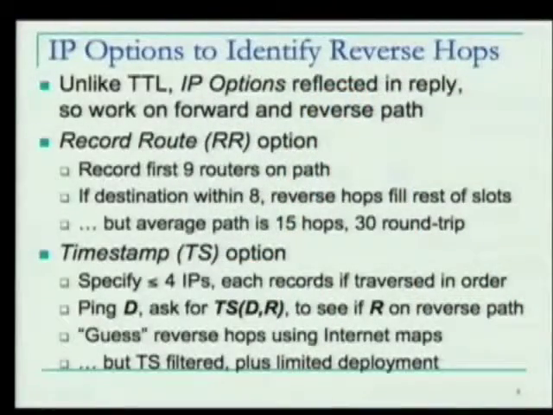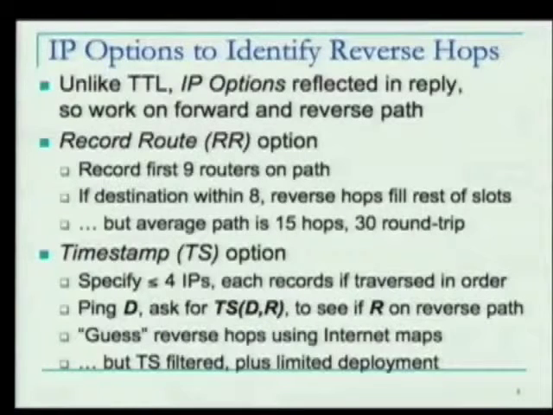We can't just use TTL limiting like with Traceroute because the destination is actually going to set the TTL value to a normal value. And anyway, even if there was a TTL expired message along the path, that error would go to the destination, and we don't control the destination, so we wouldn't see it. So instead of using TTL, we're going to use IP options to measure the reverse hops.